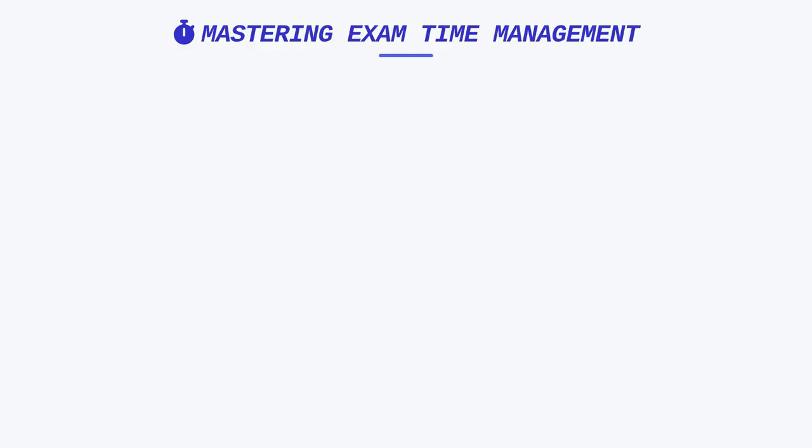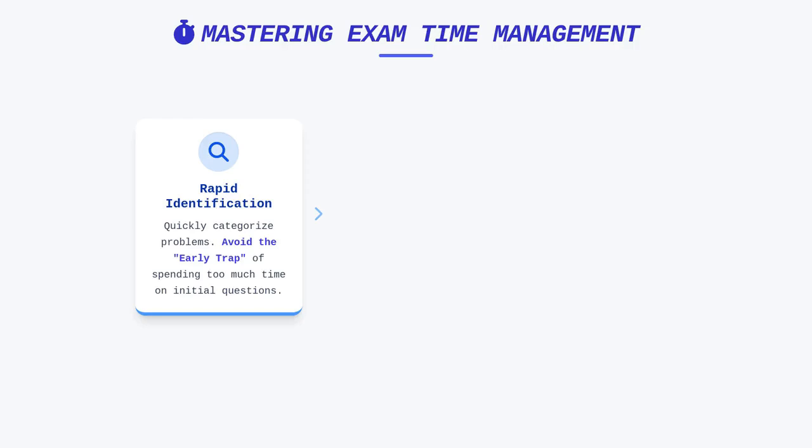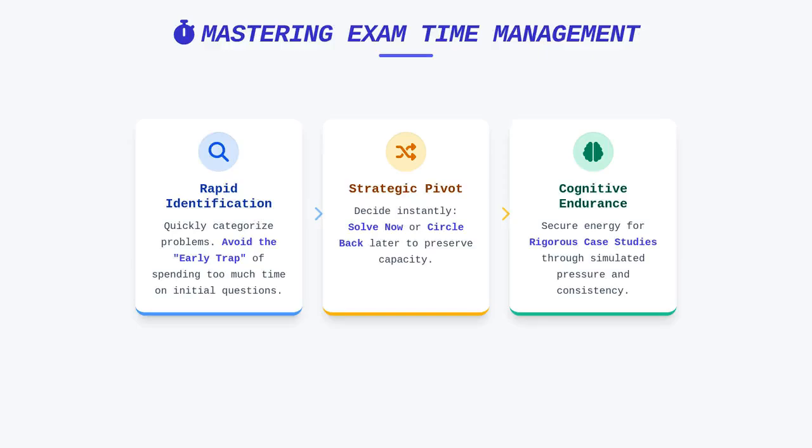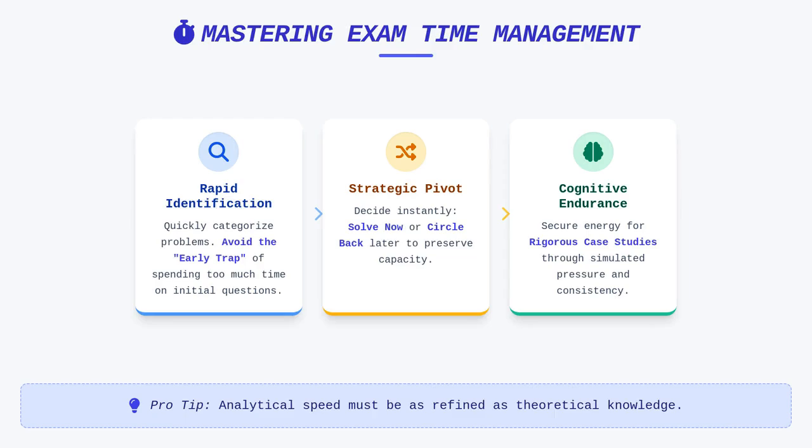Time management is perhaps the most subtle yet critical challenge for any candidate sitting for a 4-hour exam. Many students struggle because they spend excessive time on the initial questions, leaving insufficient capacity for the rigorous multi-part case studies appearing later. You must learn to identify complex problems quickly and decide immediately whether to solve them or move forward, circling back only when time permits. Practice sessions should simulate this pressure to ensure that your analytical speed is as refined as your theoretical knowledge. Consistency in your preparation will naturally build the endurance required to sustain high-level cognitive performance throughout the entire duration of the test.